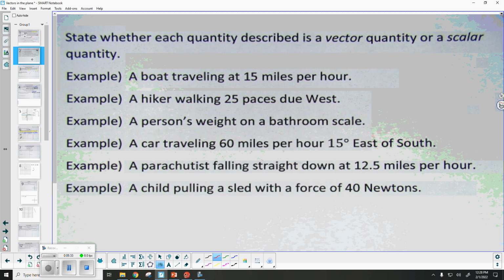State whether each quantity described is a vector quantity or a scalar quantity. So let's do the first two together. A boat traveling at 15 miles per hour. That's a scalar. See, we have a magnitude this time in speed, but we don't have a what? We need a direction for the boat to be traveling. That's just a scalar. What about a hiker walking 25 paces due west? That's a vector. So here the magnitude is the distance the gentleman walked, but more importantly, we have a direction. So that's a vector.